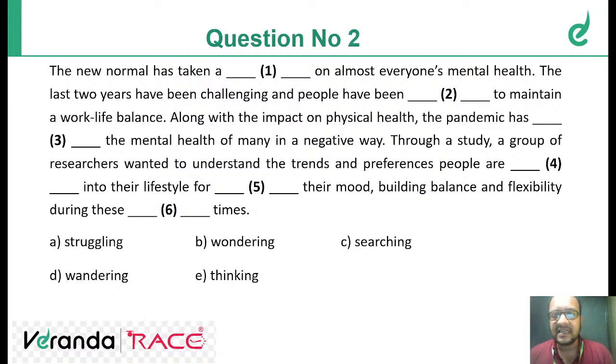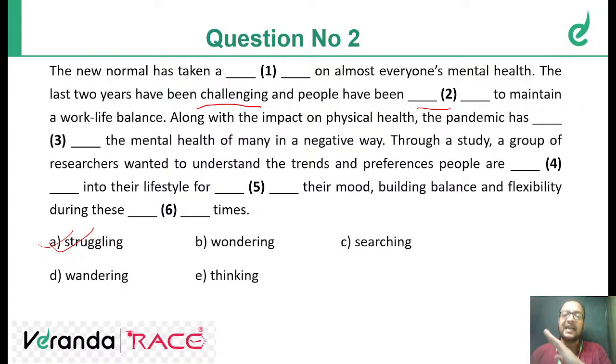So it should be either present perfect or present perfect continuous. So have been searching, wandering, thinking, struggling. The last 2 years have been challenging, so definitely it should be a negative word over here. So struggling is the correct answer, because in the last 2 years, people have been struggling to maintain a work-life balance. It should be a negative word.